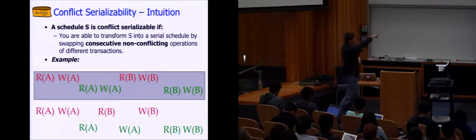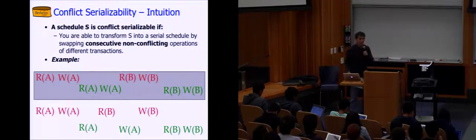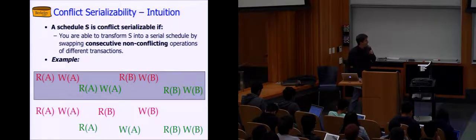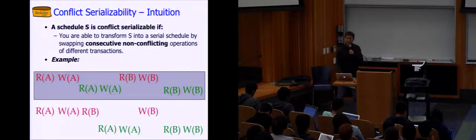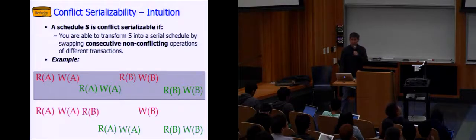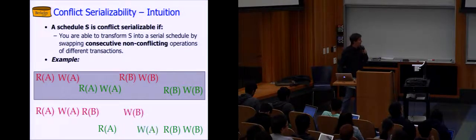What about the read of B and the read of A? Can we swap those? Yeah, again, two reads don't conflict. Okay, we're starting to get more of our red stuff together. What about the write of B and the write of A? Can we swap those? Again, yes, we can because they're non-conflicting. They're on two different objects, right? So that's fine. And again, the write of B and the read of A, non-conflicting.